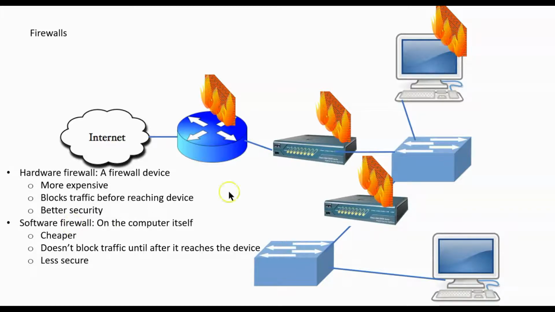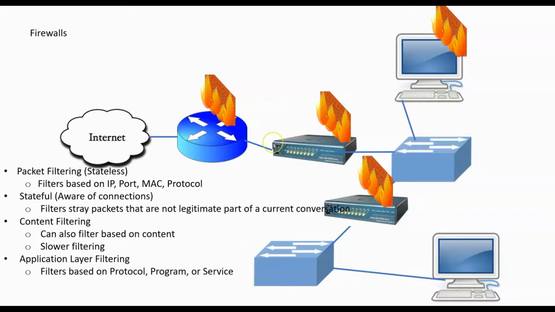Now, the software firewall means that the software is running on the computer itself, such as the one in this upper corner here. It's cheaper. I don't have to buy the hardware. But notice that it's not really stopping traffic until after that traffic has already reached the computer. That is not quite as secure. We would like to stop it before it even reaches the computer altogether.